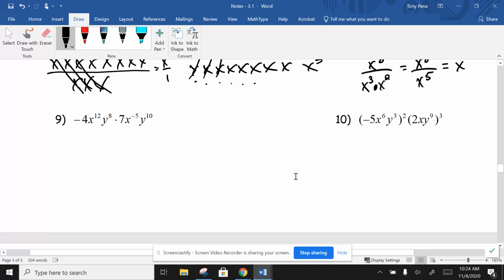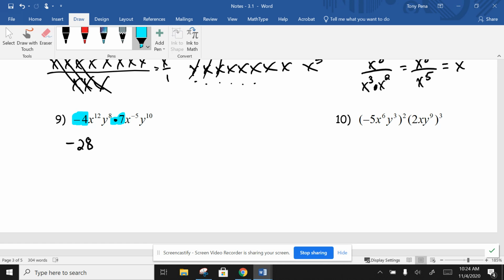All right, the next one. Now we're just going to be multiplying. So notice how we're multiplying. Don't be thrown off now with numbers. We are not changing the rules of math. A -4 getting multiplied by a 7 is still a -28. All right, that is not changing.